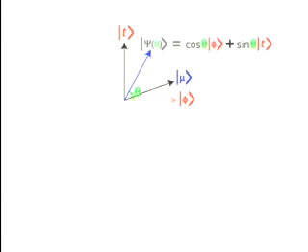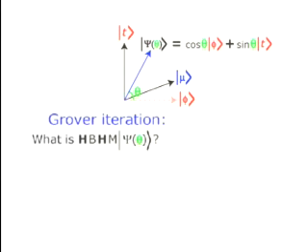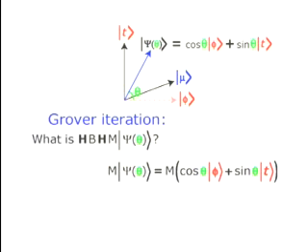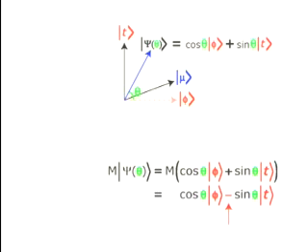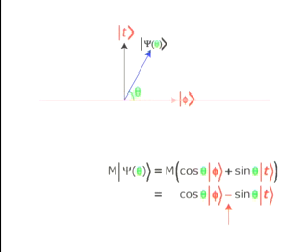For a general state of this form, what's the effect of one Grover iteration? Well, the Grover iteration begins with an M operation, and we know what the effect of M is. It changes the sign of the coefficient of the target ket T, and it leaves all other computation basis states unchanged. Hence, the effect of M on a general state in this plane is to reflect it in the horizontal axis.